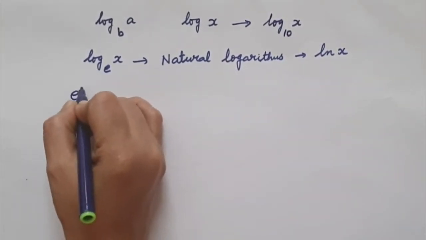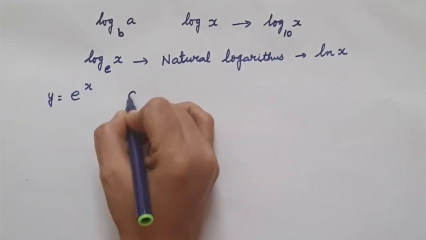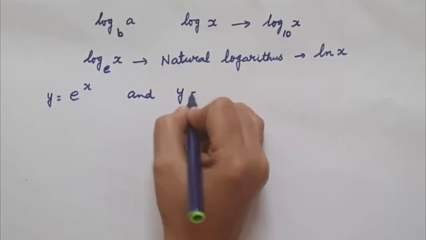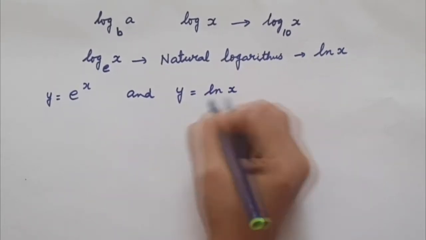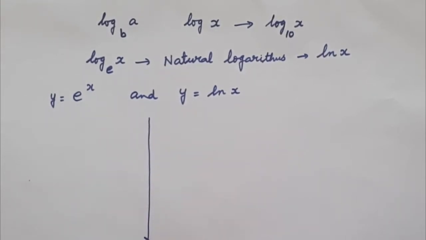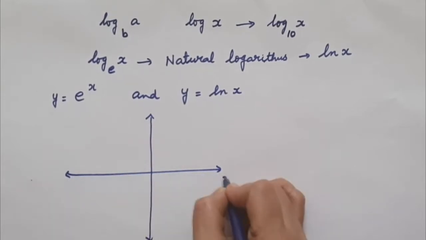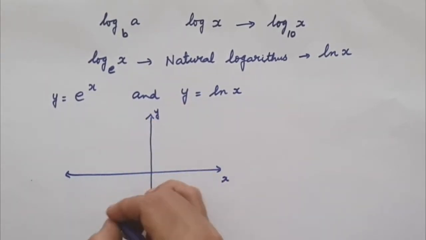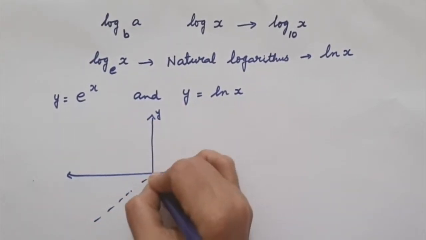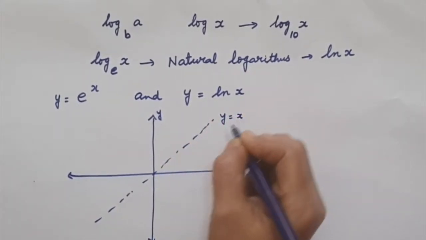When we write ln x, it means that the logarithm is to the base e. Now we'll draw graphs for y equal to e to the power of x and y equal to ln x, and we'll find the relationship between e power x and ln x. Now, when we draw the graph, we'll just draw the line y equal to x.